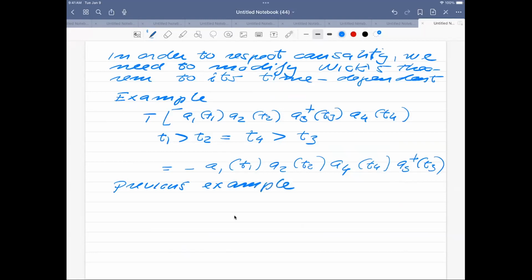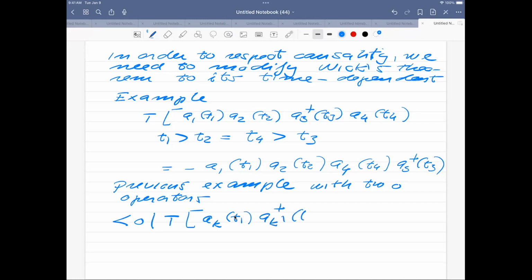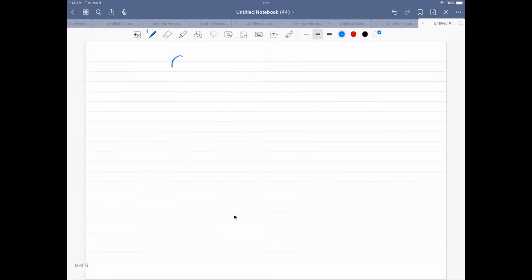what we could say now, when we have two operators only, then we can write out a vacuum-to-vacuum expectation value where T stands for time ordering. And then I have an operator A_k of T1 and A_k' of T2. So this is now the time-ordered expectation value. And this specific expectation value will be equal to the following expression.